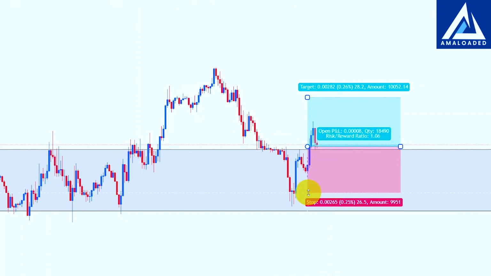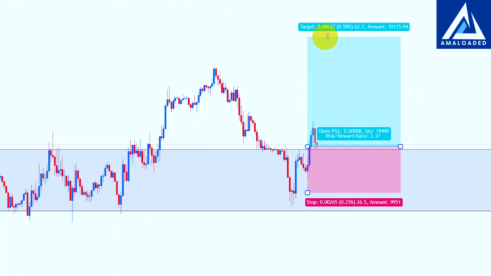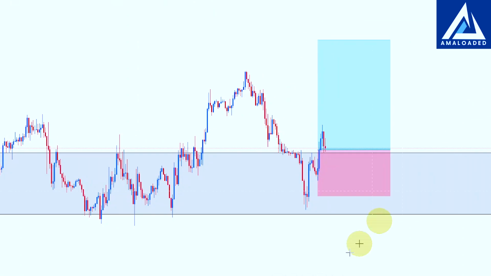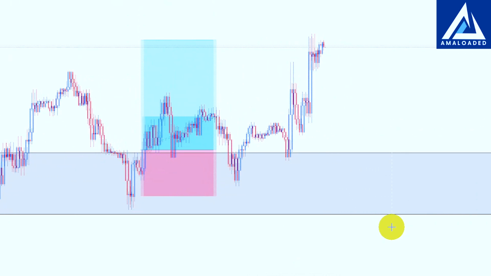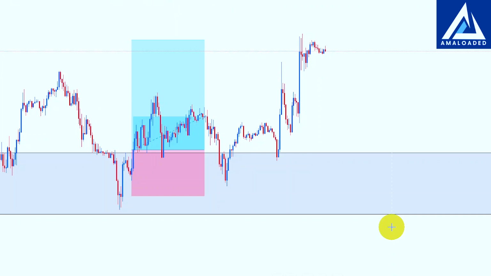Then we position our stop loss here, then we target the next resistance level. Let's play the candlestick. Then the price action smashed our take profit level.